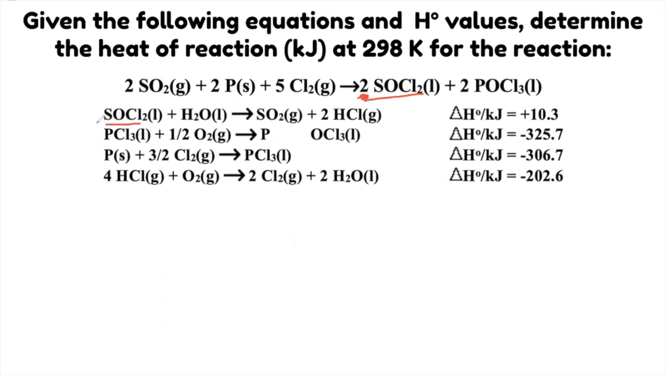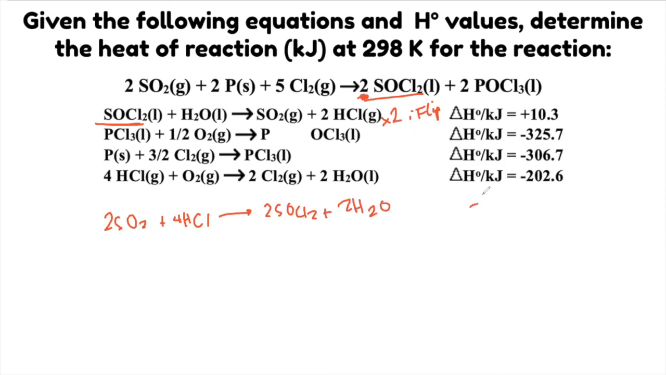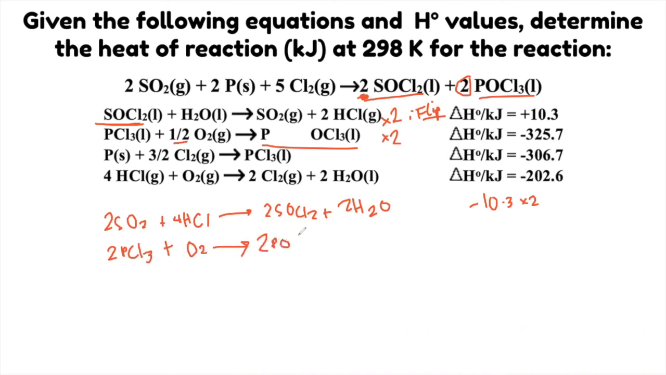This is 2 and this is 1. So I have to multiply everything by 2 and then flip. So I will get 2SO2 plus 4HCl yielding 2SOCl2 plus 2H2O. So this will be negative 10.3 times 2 because we flipped. Next, I can get POCl3 here. So it's on the product side, but this is 2. So I can multiply this by 2. So 2PCl3 plus 1 half times 2 is 1 O2 yielding 2POCl3.